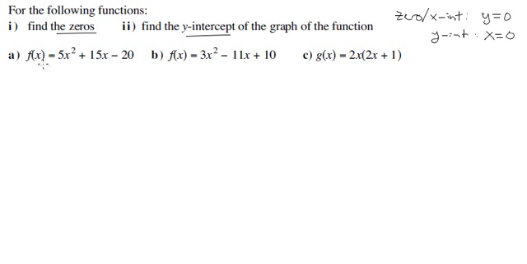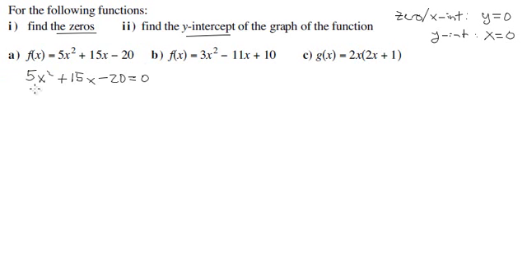So, in this case, if we want y to be 0, that means we're saying 5x squared plus 15x minus 20. This entire function equals 0. Yes, I could have put it on the left. I put it on the right because I think it reads easier that way.